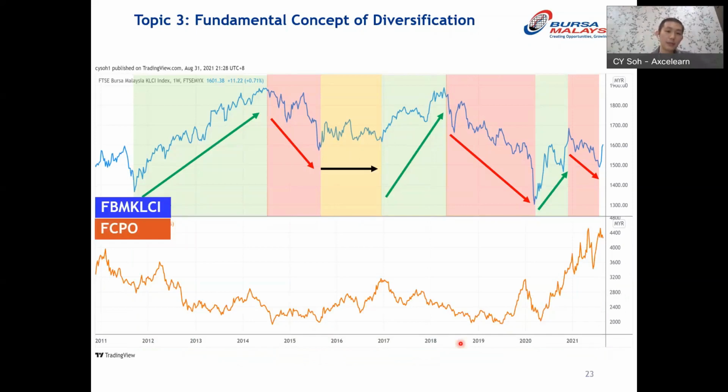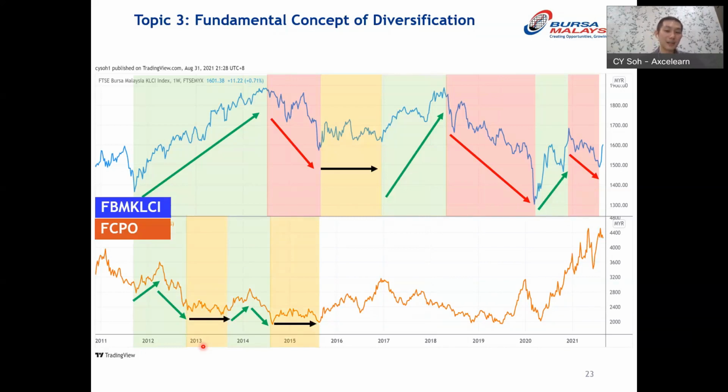And the next thing we want to look at is the FCPO, which is the Commodities Futures. So let's look at the same time period as well. On top, we have already highlighted the uptrend, downtrend, and sideways for the stock market. Now let's look at the FCPO. Here, in the first time period, there is up and down. We can trade both ways. Here sideways, let's say you put FCPO in your portfolio, you don't make money. Here up and down, you may make some, maybe not.